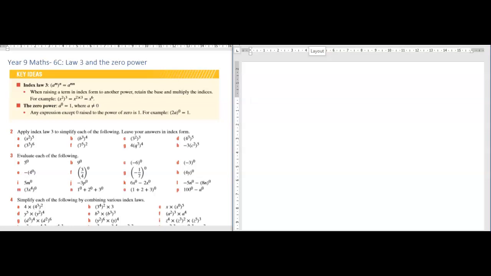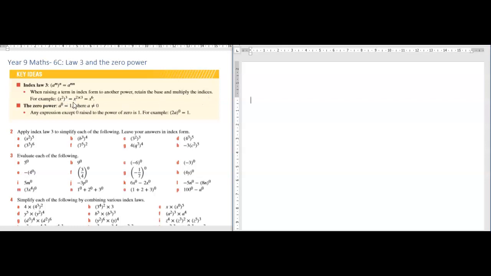Hello ladies, in this video we're going to go through 6C, which is index law number 3 and the zero power. Just in these key ideas, which you should have in your reference, key idea number 3, index law number 3: when you've got a base to a power and then a power outside the brackets, you multiply your powers. So remember, your base to a power and then the brackets to a power, you're multiplying those two powers. So when raising a term in index form to another power, retain the base and multiply the indices.